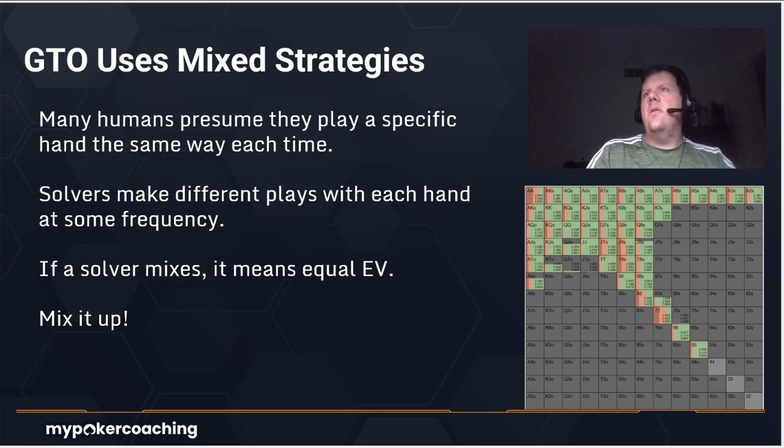If we look here on the right, let's take a look at Jack 10 suited. You can see the brown is betting and the green is checking. It looks like it's betting about 50% of the time and checking about 50% of the time. What this means is the EV, which we studied in the last video, of betting and the EV of checking are very likely equal, and it has to be equal. If the EV of betting was always better than checking, the solver would 100% bet Jack 10 suited.